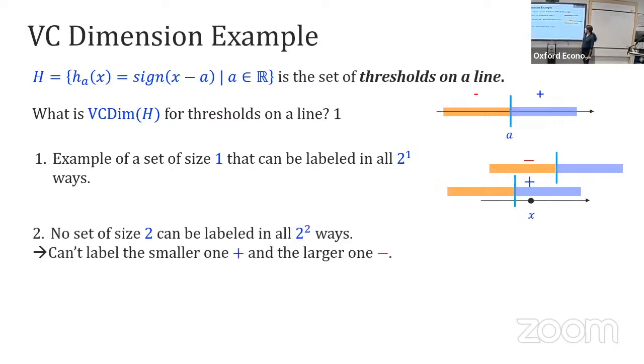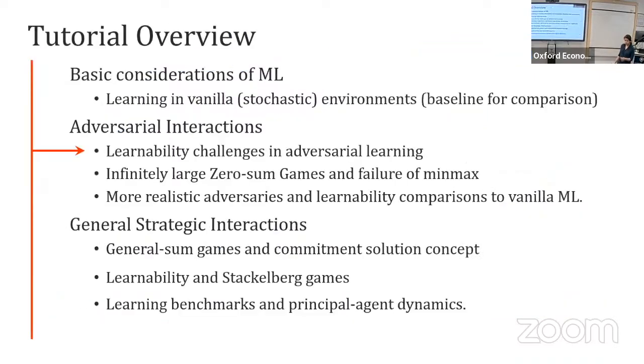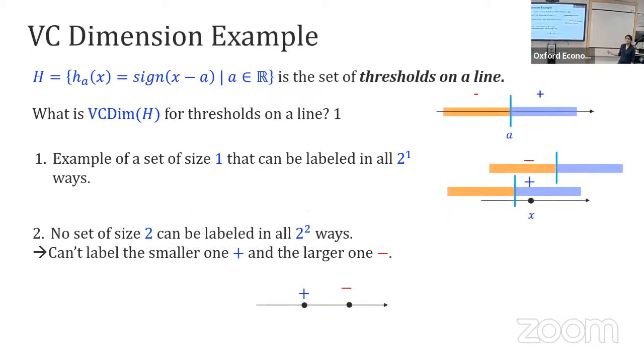And then I cannot label any 2 points, because if I take 2 points, it's impossible for me to label the smaller one positive and the larger one negative. It just doesn't fit. So this is a very simple class to learn. Have this in mind as an example, because we're going to see how, while it's very simple for the vanilla setting, it becomes impossible to learn with one level of complexity.